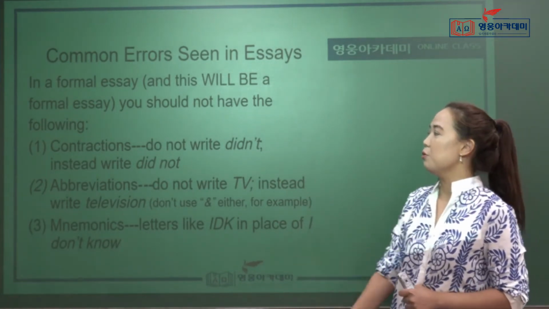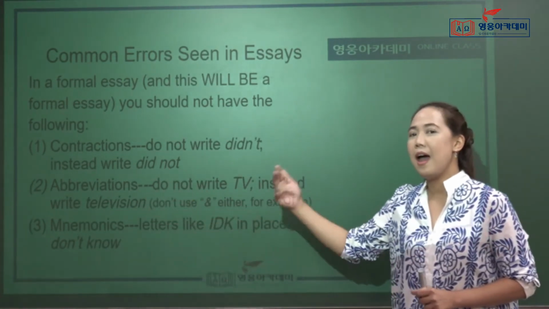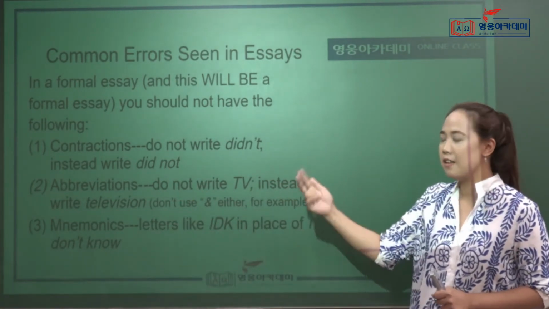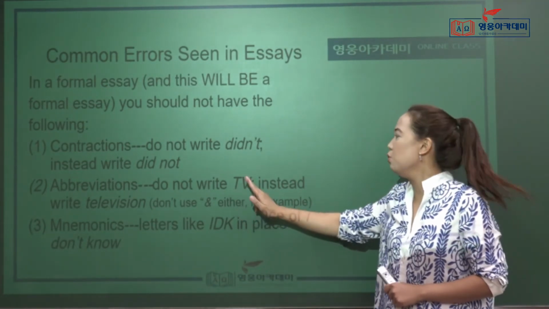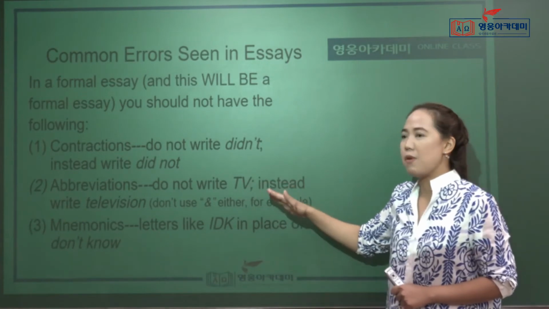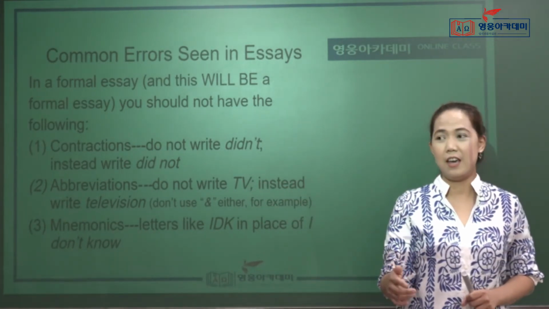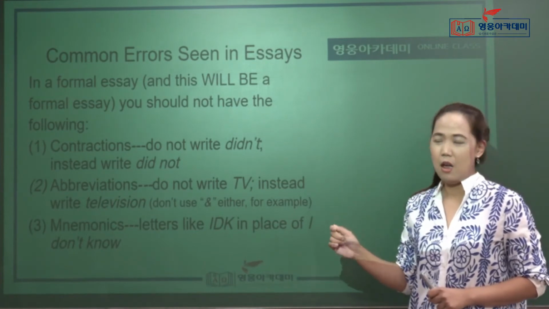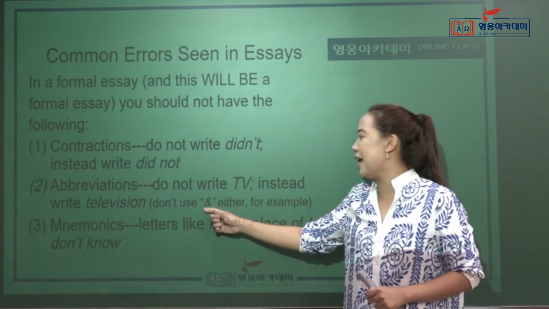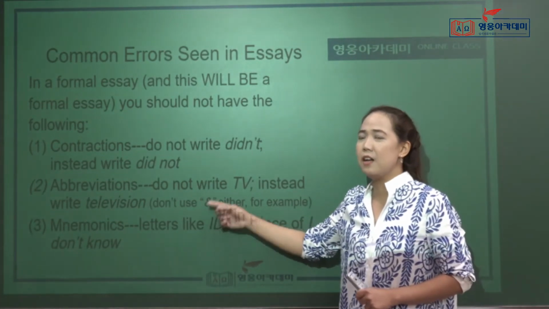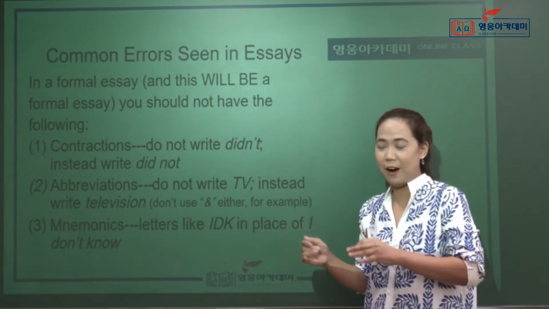Next, number two, repeat after me, guys. Abbreviations. Okay, one more time. Abbreviations. Right. Do not write TV, the two-letter word TV. Instead, write the word television, okay? Television, not TV. Or, for example, this symbol, the ampersand. Don't use this. Write the word and, A-N-D, all right?